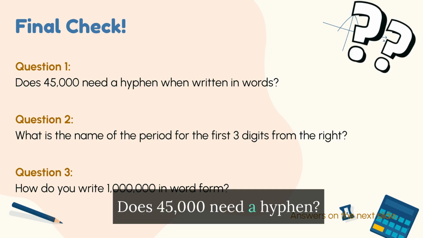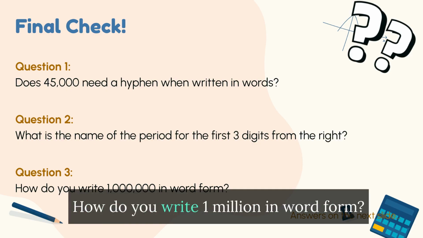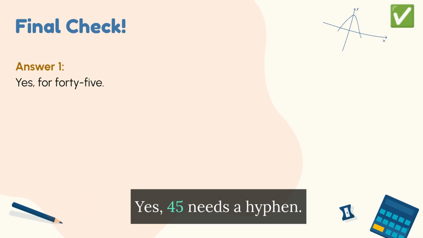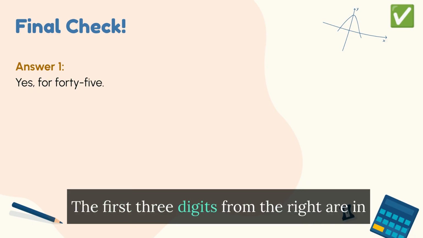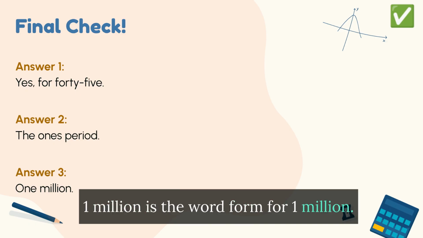Does 45,000 need a hyphen? What is the name of the period for the first 3 digits from the right? How do you write 1 million in word form? Let's review the final check answers. Yes, forty-five needs a hyphen. The first 3 digits from the right are in the ones period. One million is the word form for 1 million.